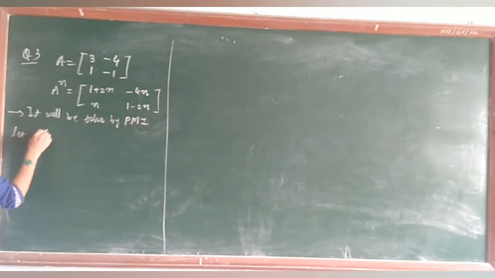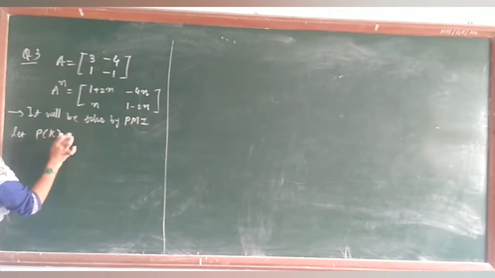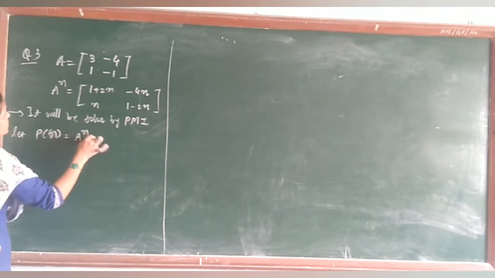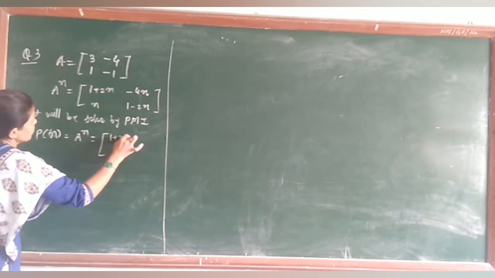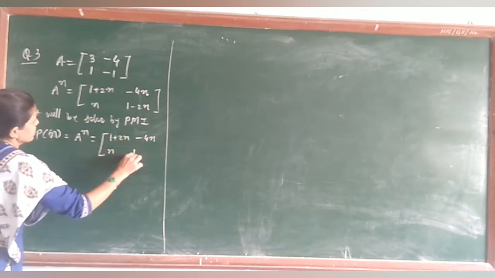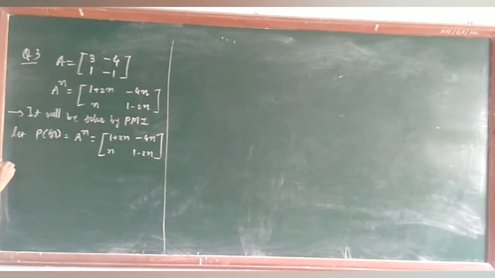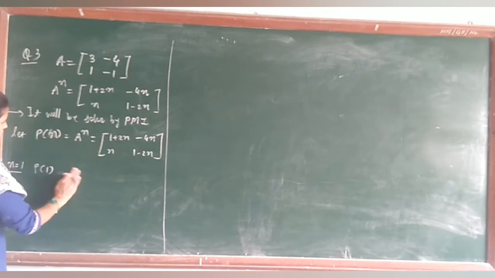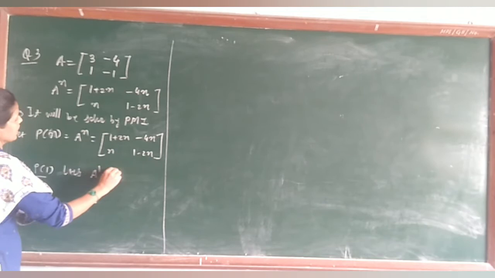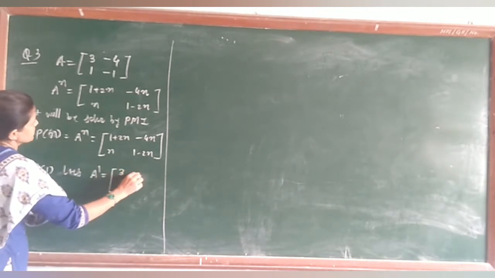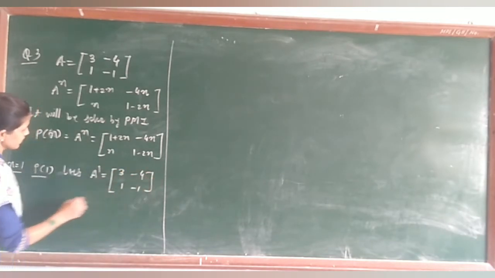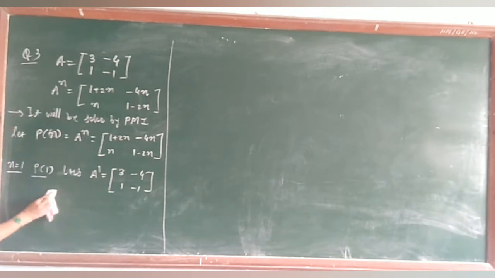So let p of k is equals to p of n is equals to A raised to n, that is 1 plus 2n minus 4n and 1 minus 2n. So let n is equals to 1. तो हम क्या लेंगे इसको p of 1. P of 1 will be A. Okay, A is equals to p of 1. So p of 1 के लिए हमारा LHS क्या होगा? A raised to 1. A raised to 1 that is equals to A, that is 3 minus 4 1 minus 1 and RHS.